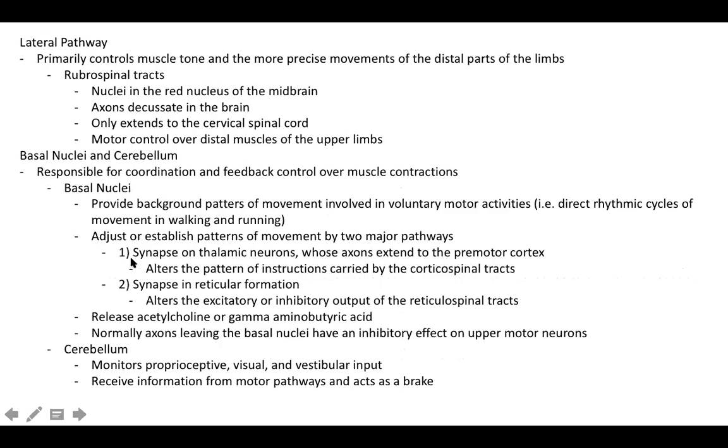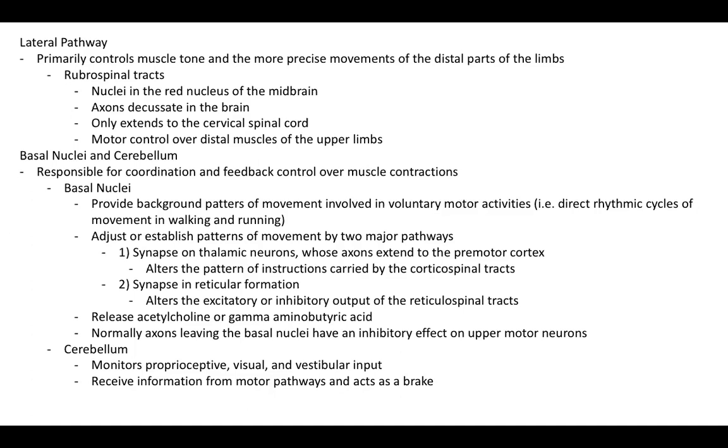Okay. Now, the lateral pathway is controlling more distal movements, so the rubrospinal tract starts in the red nucleus. Rubrospinal tract is the red nucleus, okay, and this monitors distal muscles of upper limbs. Okay, so when we're moving our arms, it helps coordinate that muscle movement.